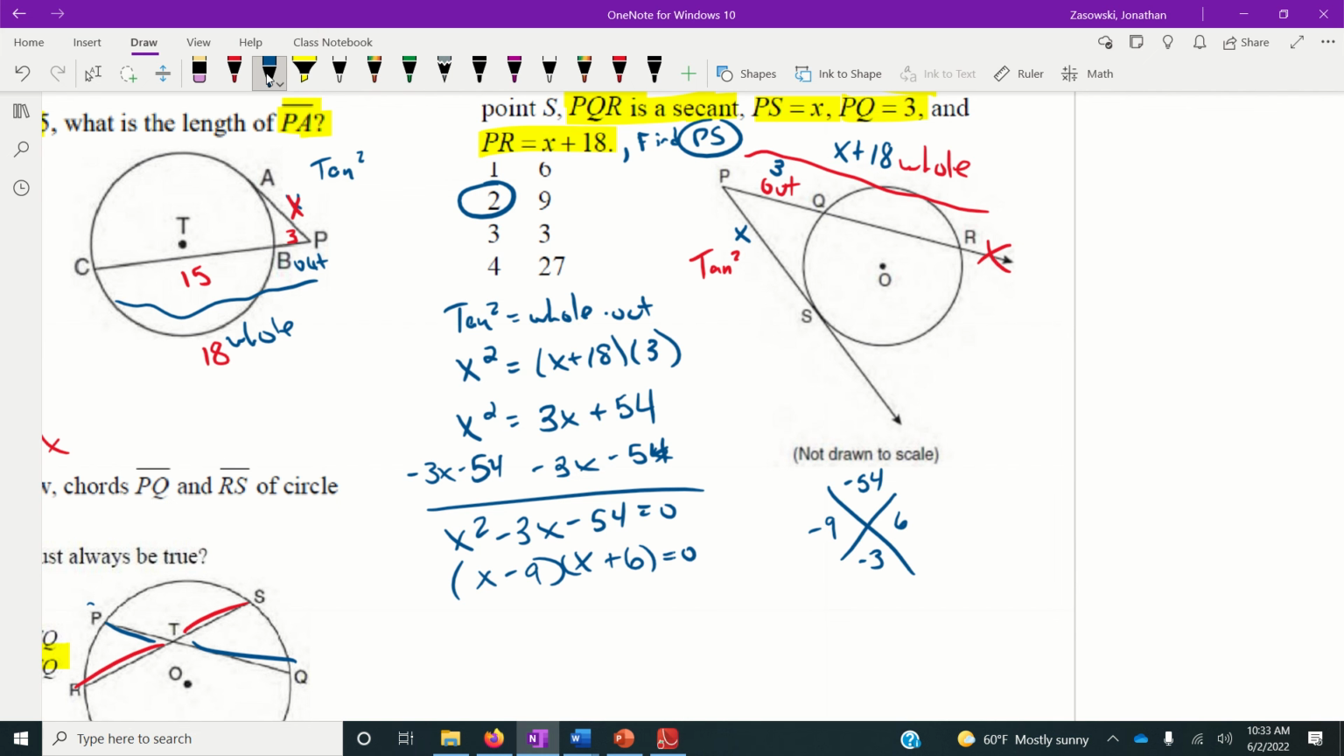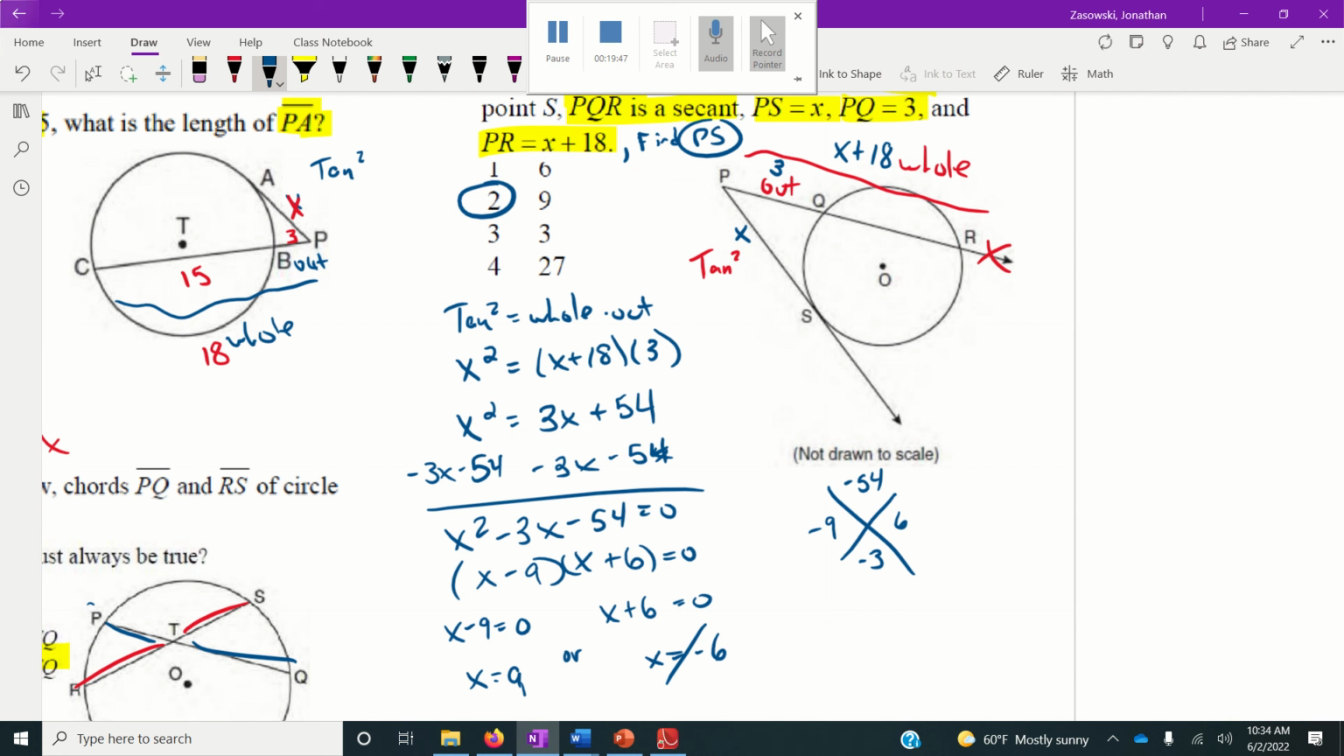All right. And then remember, you're going to set each of these equal to 0. So what do I need to plug in to make x minus 9 turn into 0? That would be 9. And what do I need to plug in to make x plus 6 turn to 0, which would be negative 6? Keep that in mind as we're working along, and it's an or. Now, because we're talking about segment lengths, we can't have a negative 6 as an answer, so we know the answer is going to be 9, because we're looking for PS, and that's what we called x.